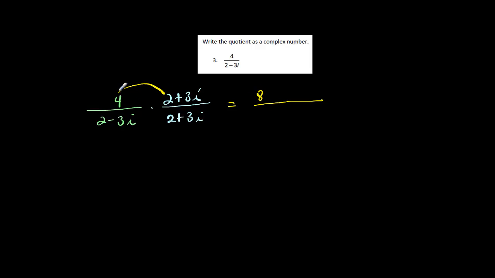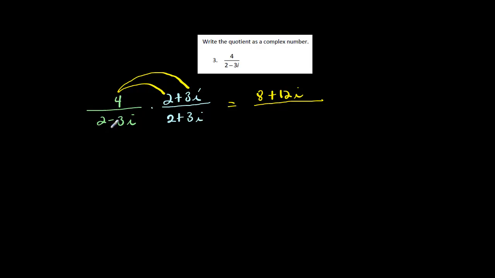Number three, we're dividing. We're not allowed to have an i in the denominator. So what we have to do is, as a general rule, multiply the numerator and denominator by the conjugate of the denominator. The conjugate is going to be 2 plus 3i. You're going to have the same exact terms but a different sign in the middle. So when we multiply across, we're going to have 4 times 2 is 8. 4 times 3i is 12i.